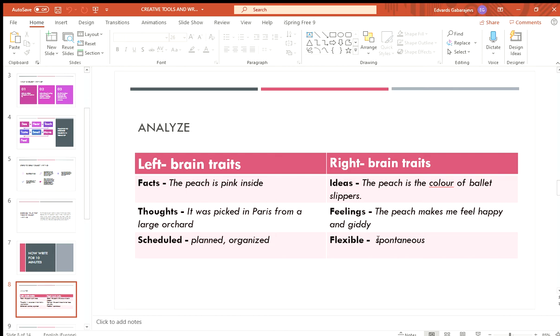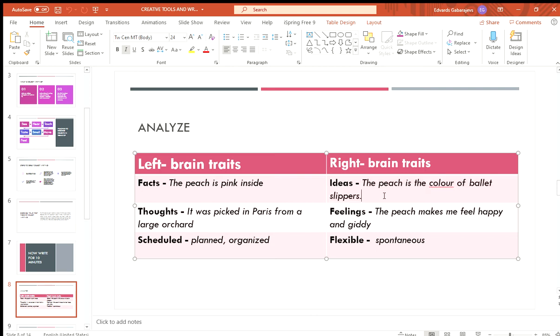So you can mix those. It's easy for you to work with facts if you need to, or you can work with ideas. And here we have some examples. If you read the materials, you have seen those, right? So for instance, an example of a fact: you simply write, the peach is pink inside. It's a fact, but an idea would be the peach is the color of ballet slippers.